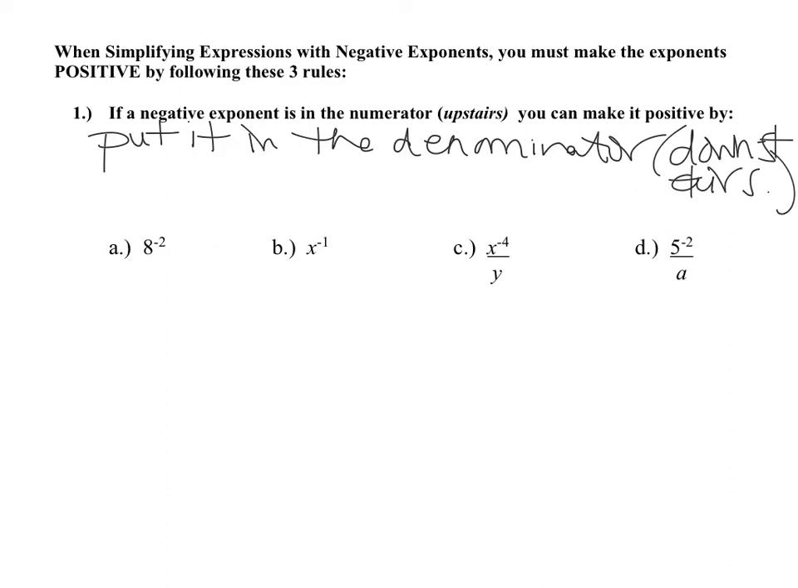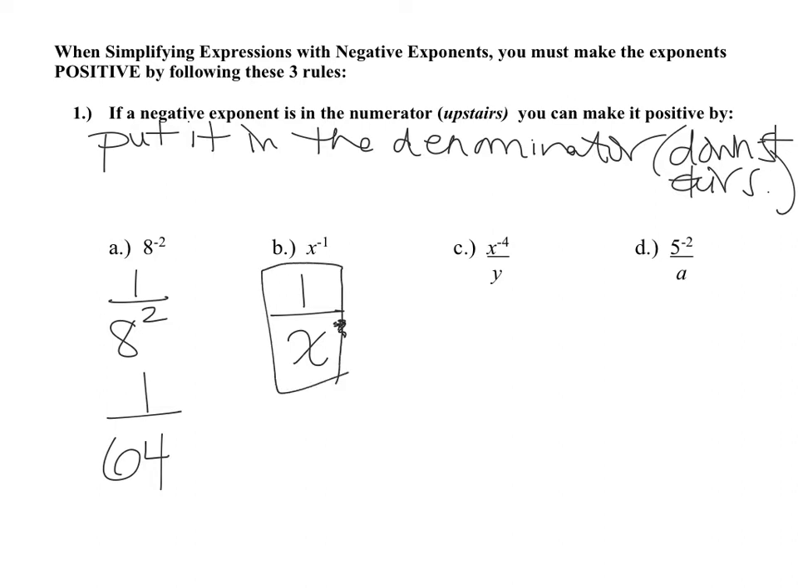Alright, so some examples are below. Number 1, or letter A. 8 to the negative second, not a negative number. It means 1 over 8 to the positive second. Remember to change that exponent to a positive number. And then 8 squared is 64, so it's 1 over 64. The next one, B, is just going to be 1 over x to the first, but we don't actually need the little 1 there because everything's to the first power. So this one would just be plain old 1 over x.